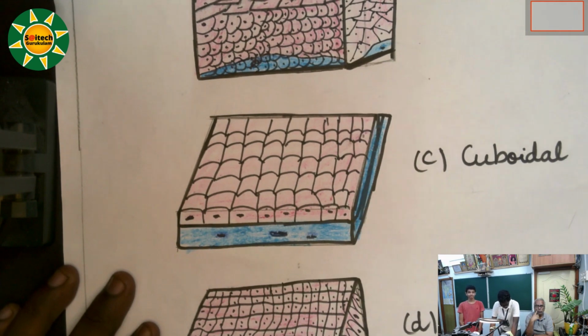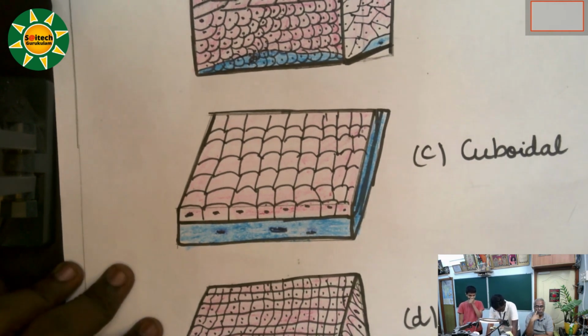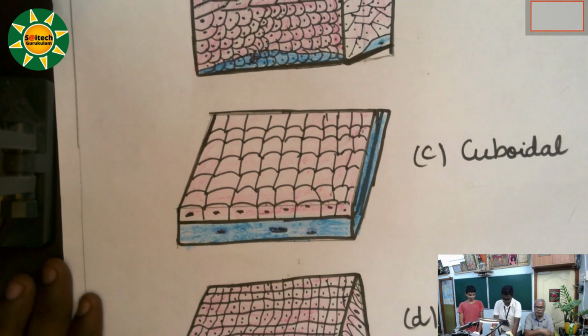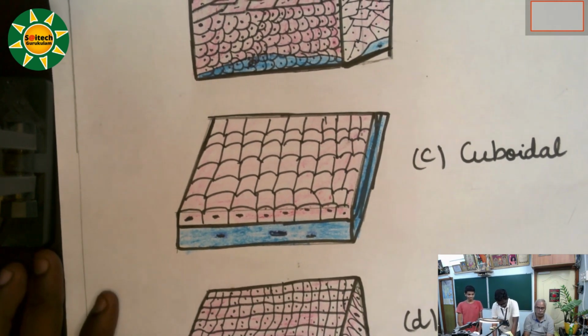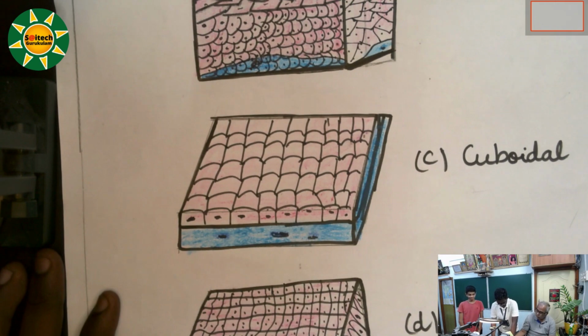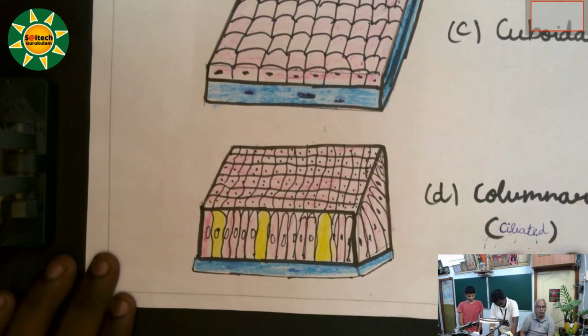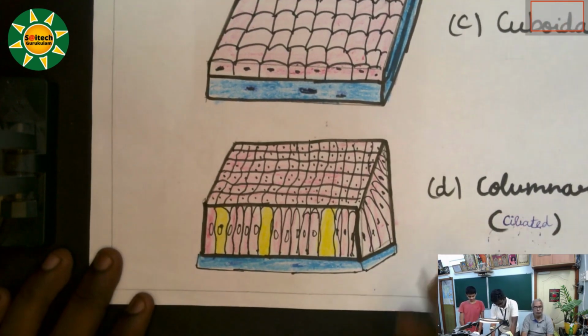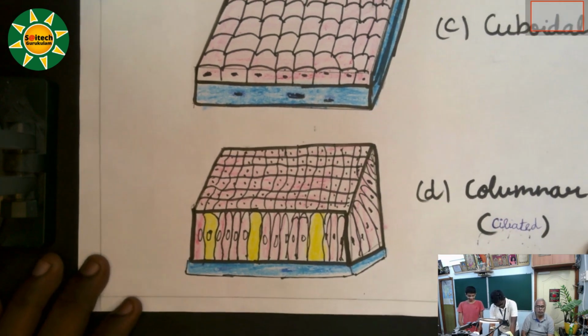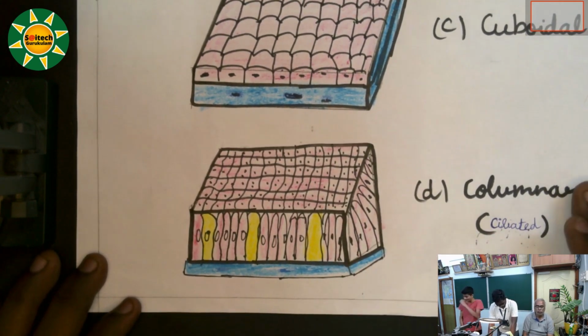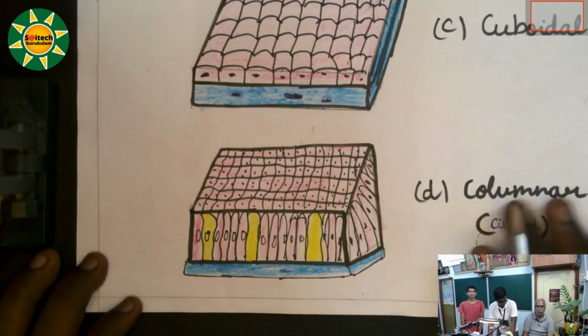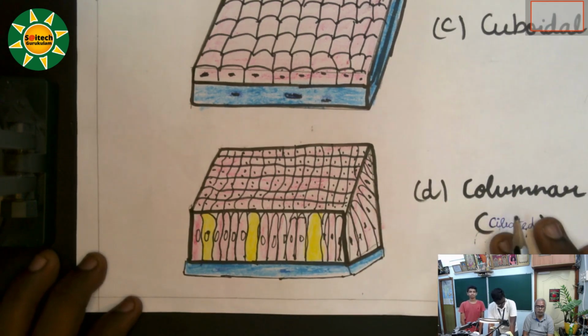So let's see about the columnar tissue. Columnar tissue is located in the absorption and secretion zones in our human body. So for example, we will take our intestine. Inside the intestine.